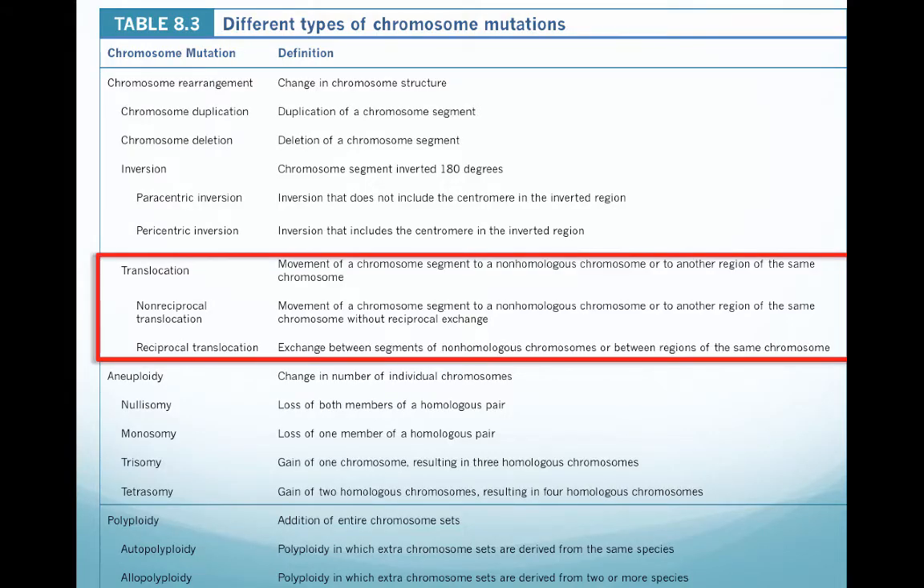All right, so now on to our last major chromosomal rearrangement, which is translocation. And just as it says, translocation is really the movement of a segment of a chromosome to a non-homologous chromosome or another region of the same chromosome. So this is not to be confused with crossing over.